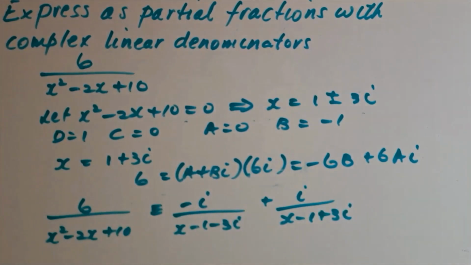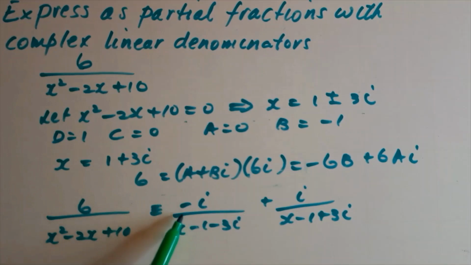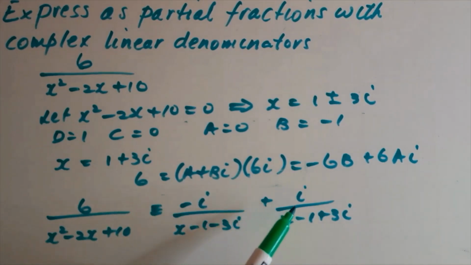Now if you're wondering where is 1 and negative 1, it is here. This is negative 1 here. The coefficient of i multiplied by i will give us negative i, and 1 times i is i.